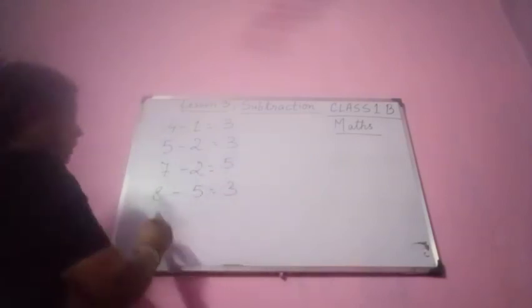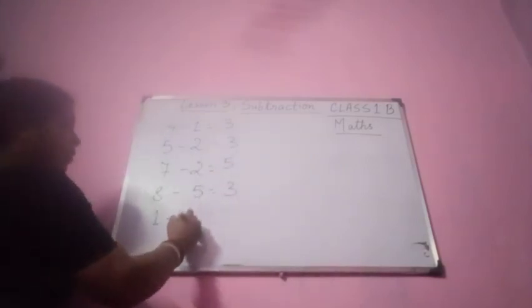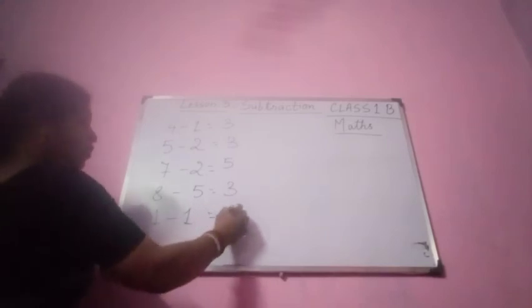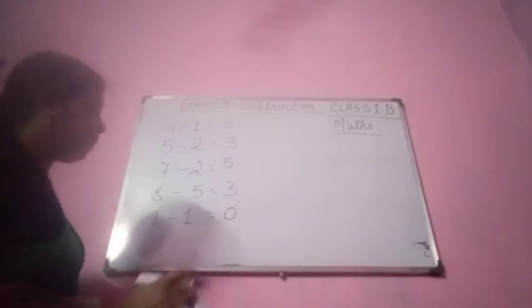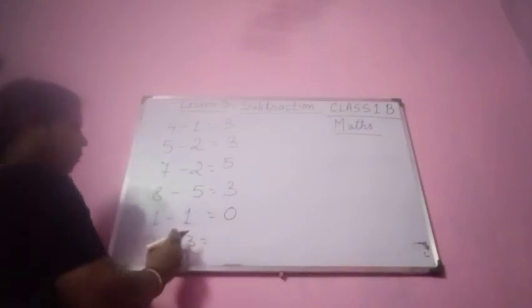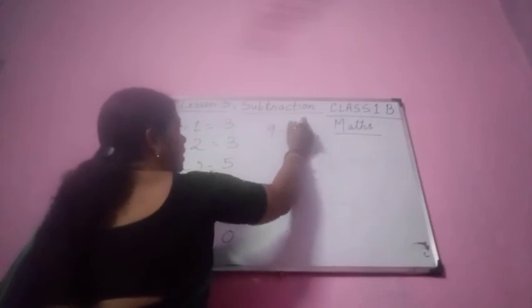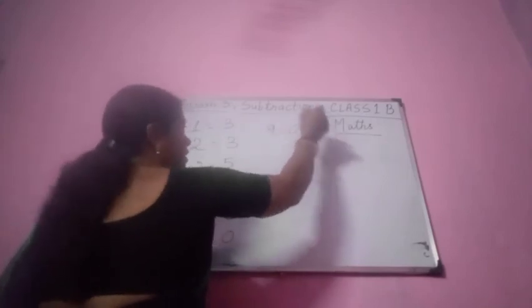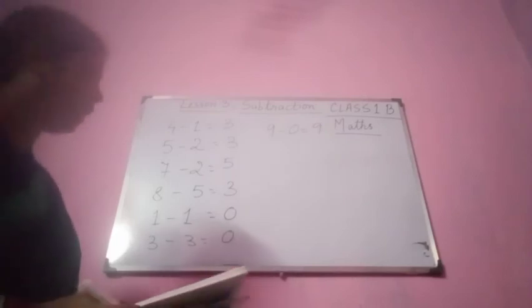Okay. 1 minus 1. If you subtract 1 from the number itself, same number, what will be the answer? 0. Okay. Then you see 3 minus 3. Again 3 minus 3. If you subtract 3 from the number itself, that is 3, the answer will be 0. Okay. 9 minus 0. If you subtract 0 from any number, the answer will be the number itself. 9 minus 0 will be 9.